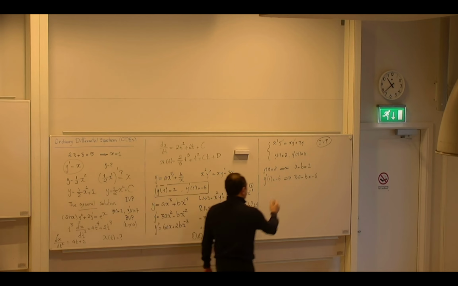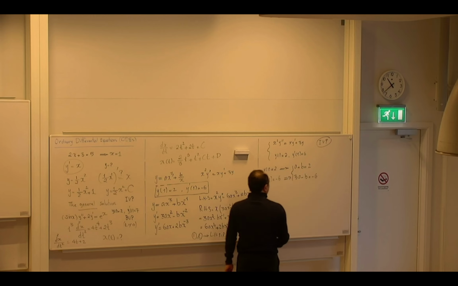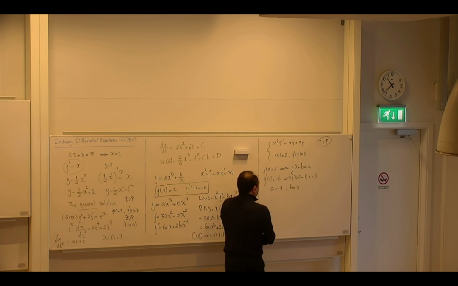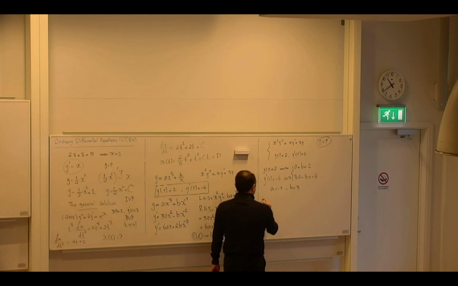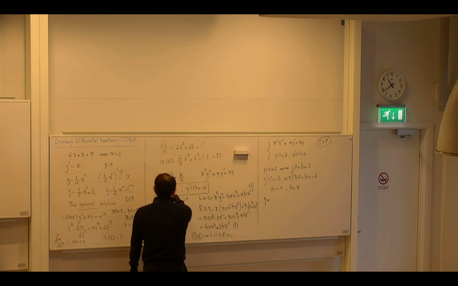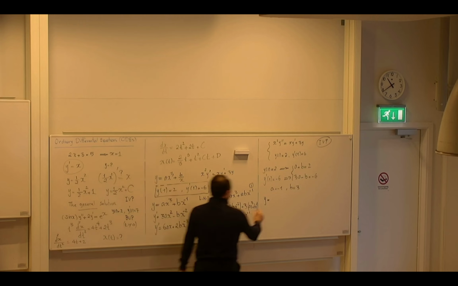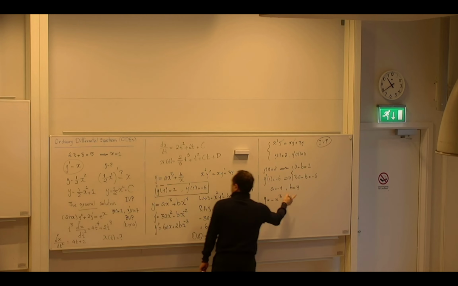Let us do it together very fast. So if I want to solve that, a becomes minus 1 and b becomes 3. Is that right? Yes. So a is minus 1, b is 3. So this means that the answer that you have to provide is a x cubed, a is minus 1, b over x.